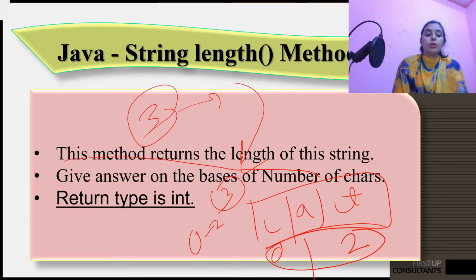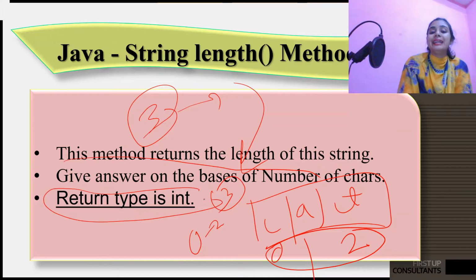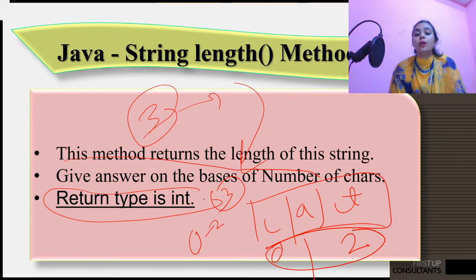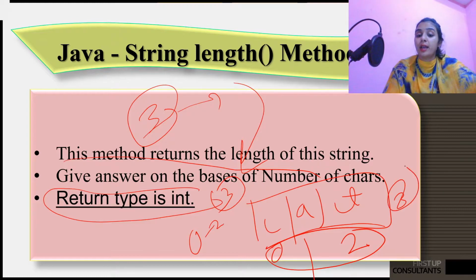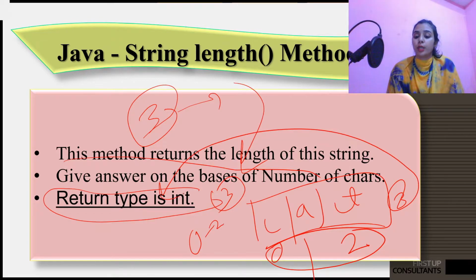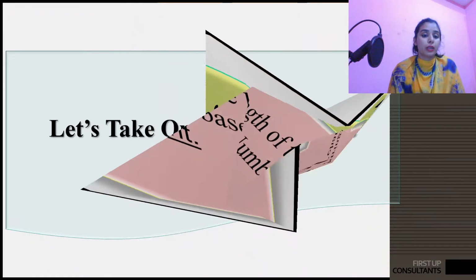Now see, its return type will always be integer only, because indexing is in integers and the length will also be an integer. 0, 1, 2, 3 elements are there, so the return type will be integer only. You have to remember this always.